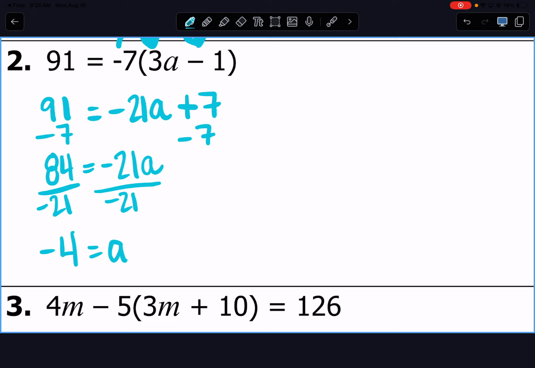Would it be wrong if I said a equals -4? No, that is also correct. Why is that correct too? Because it's just the same thing. What is that property called? I don't remember. Equality? I don't know. But if you have both sides of the equal sign, if you are saying they are truly equal, you can flip-flop it. It will not matter. So you can put either of those.